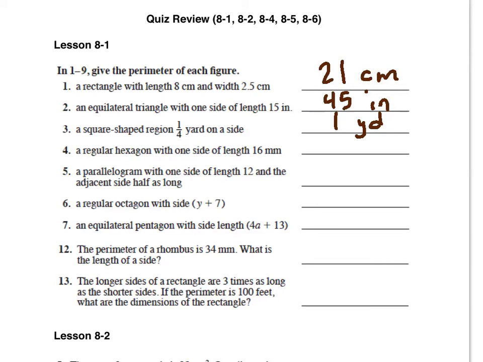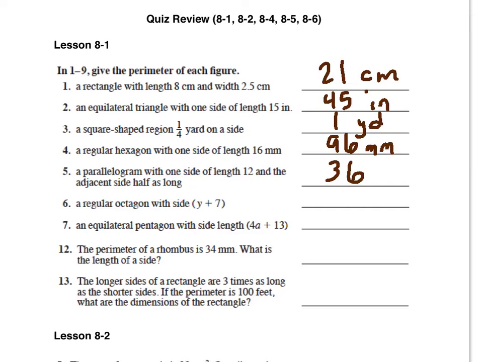Number 4, a regular hexagon with one side equal to 16. Hexagon has 6 sides. If they're all 16, 6 times 16 equals 96 millimeters. Number 5, a parallelogram with one side of length 12 and the adjacent side half as long. If one side is 12, it has an opposite side that is also 12, and the other sides are half as long, which is 6. So I have 12 plus 12 plus 6 plus 6, which adds up to 36.